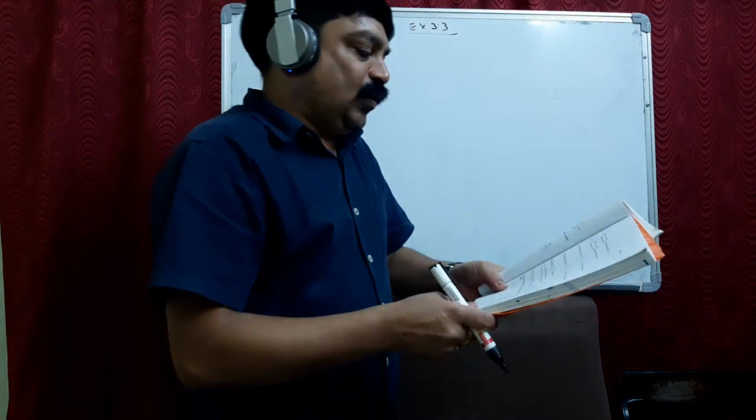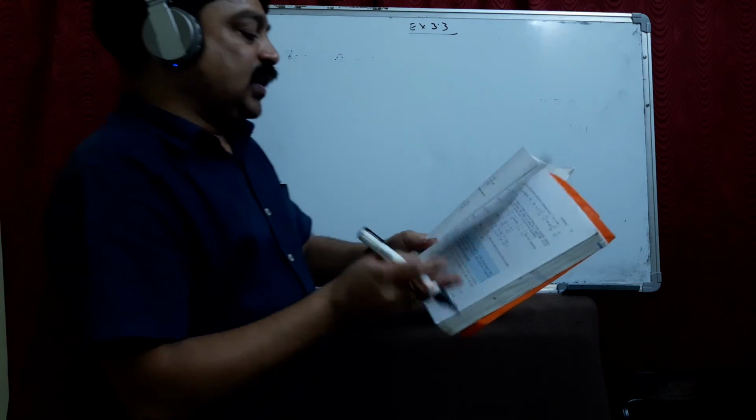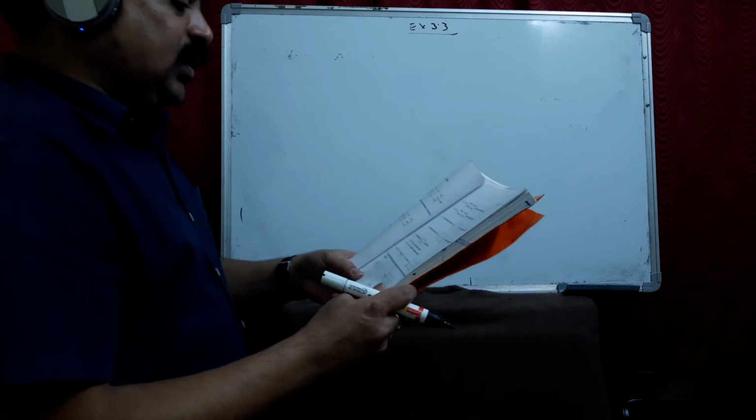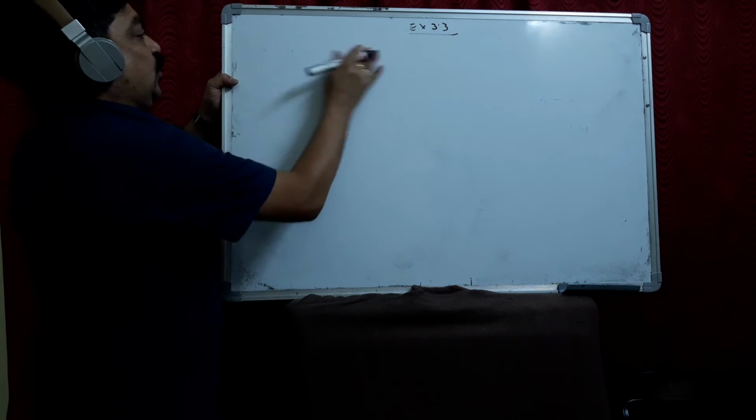See, in the 9th question, you are given a matrix and you are asked to just find A plus A transpose by 2 and A minus A transpose by 2. You can do it directly, just adding. Okay. In the 10th one, they have given 4 questions and we are asked to express each matrix as a sum of a symmetric and skew symmetric matrix. Okay. So I do 2 problems.